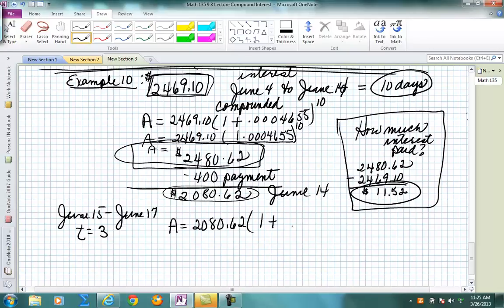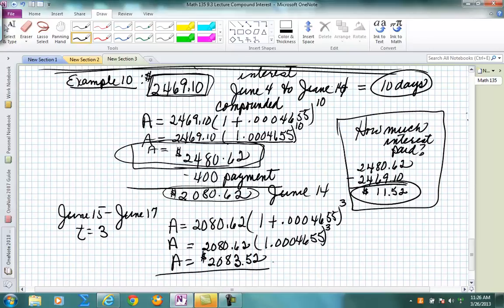There are two types of interest that we can talk about. The nominal interest rate is the interest rate that we have been using. It's the annual interest rate. The effective interest rate is the simple interest rate that would equal the nominal.